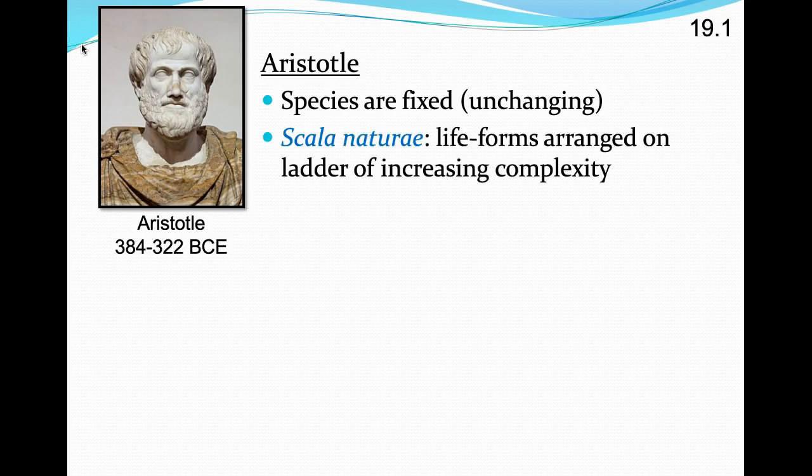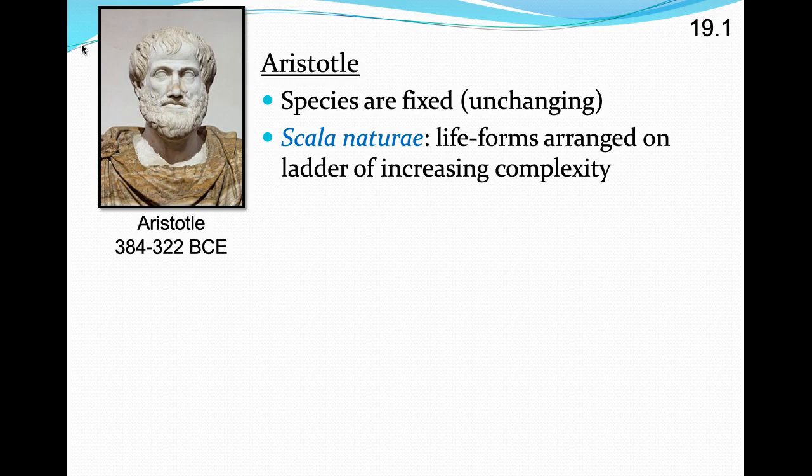His idea was Scala Naturae, which says that life forms are arranged in a ladder-like or linear fashion of increasing complexity. So at the bottom of the ladder would be an organism that's very simple, maybe something like an earthworm, although I don't know that an earthworm is very simple, but certainly compared to something like us, we would be higher up on that ladder.